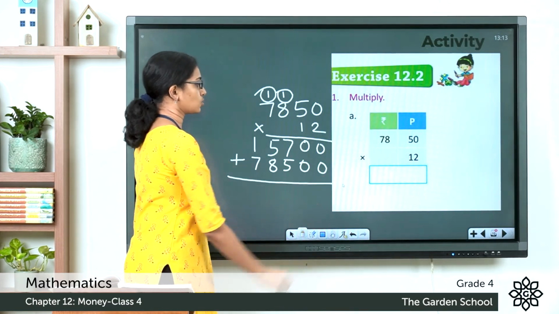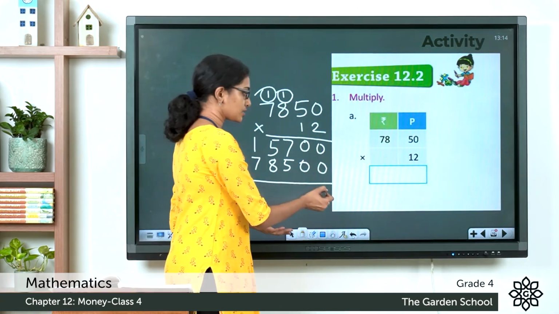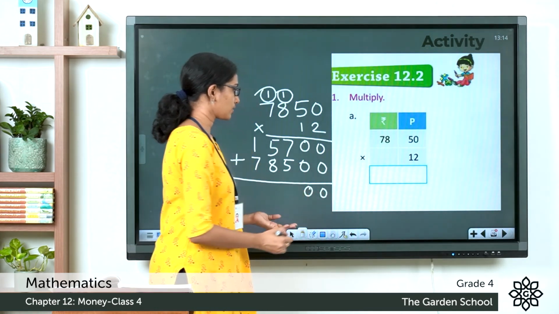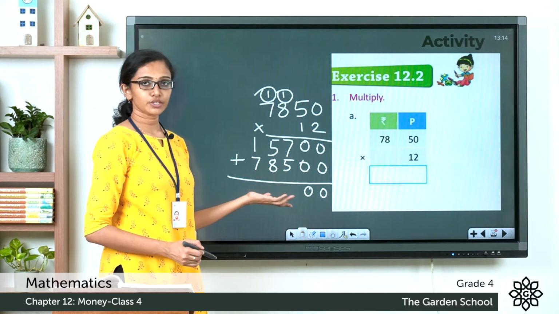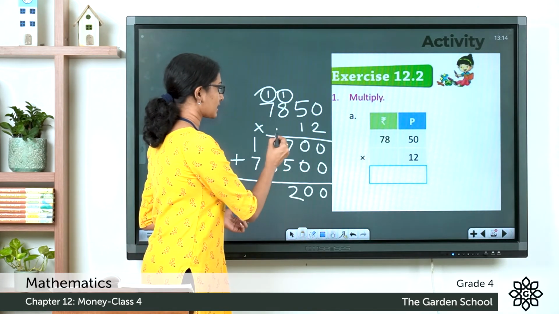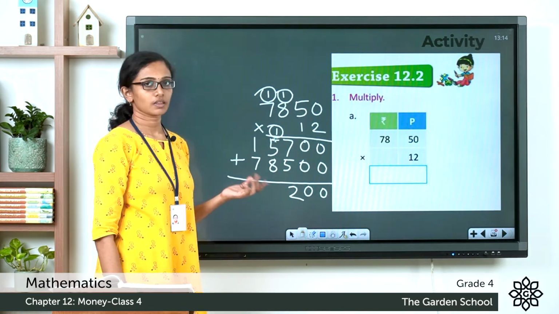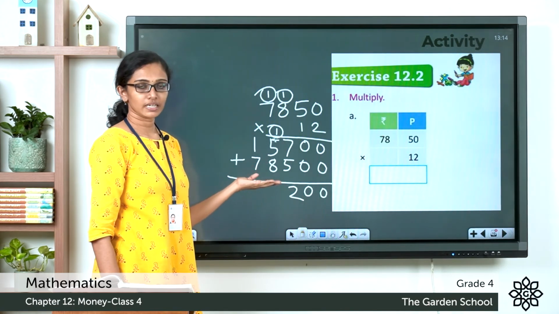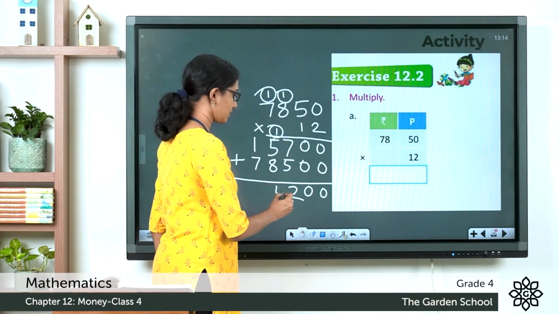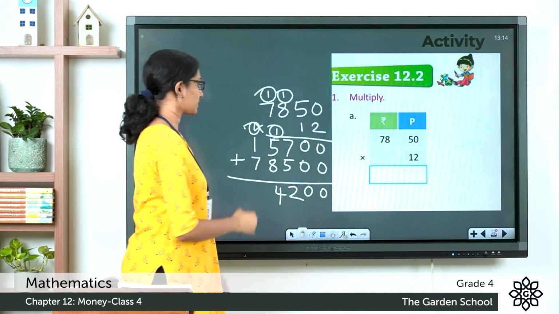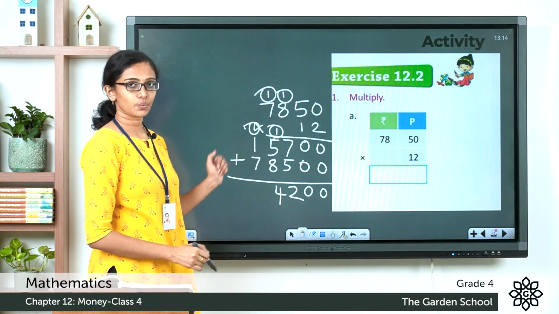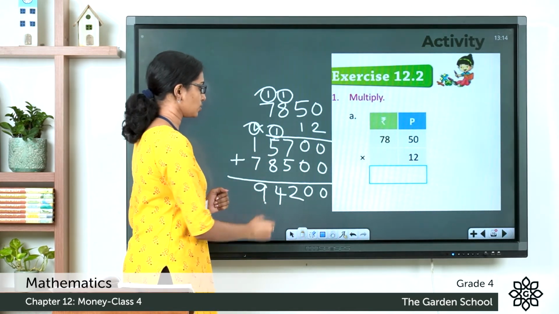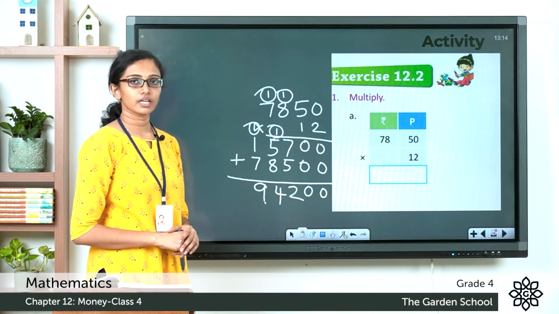Now adding the two products, we get 0 plus 0, 0. Again here also 0. 7 plus 5, 12. Writing 2 here. Carrying over 1 to the next place. Then 8 plus 5, 13. Plus 1, 14 here. Again I carry over to the next place. 7 plus 1, 8. Plus 1, 9. So we have got the final product.